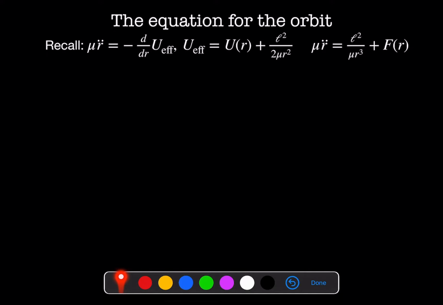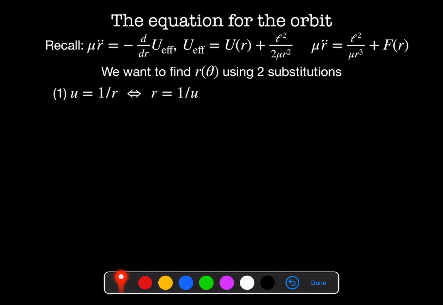This gives rise to our standard Newtonian formulation of this problem. Mu r double dot is equal to L squared over mu r cubed plus our central force. And we'd like to use this to solve for the shape of the orbit, which is r as a function of theta. And we're going to do that by using two different substitutions.